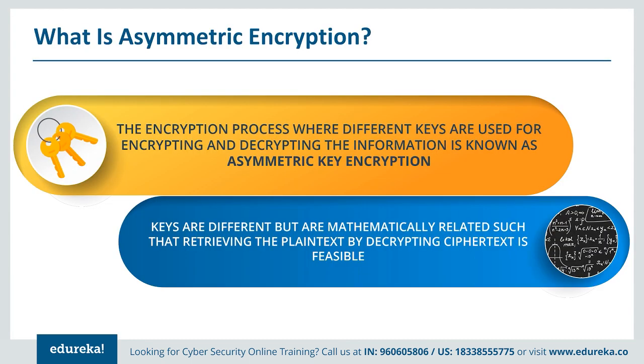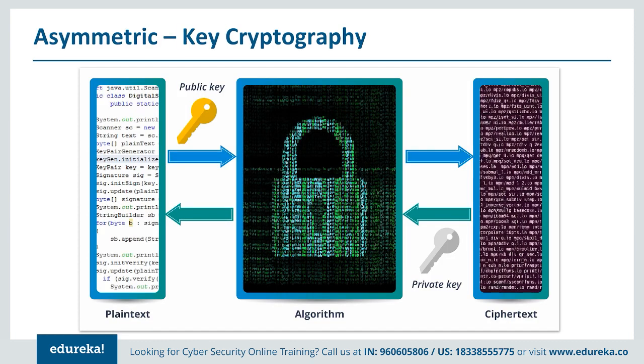Asymmetric encryption is simply using two different keys. In this encryption process, one key is for encryption and the other is for decryption. The keys are different but mathematically related, such that retrieving the plain text by decryption can be done: encryption with one key and decryption with the other key. So no major difference will happen with these keys. Okay, asymmetric key encryption: here the plain text uses a public key and goes to the algorithm, and it comes out as cipher text.